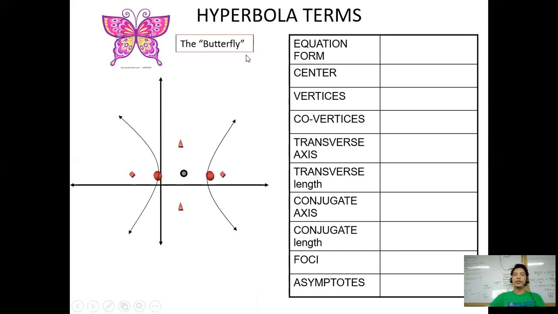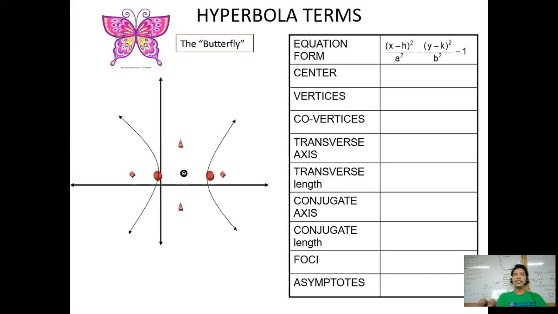So unahin natin yung equation of the form. Ito po yung itsura niya: (x minus h) squared over a squared, minus (y minus k) squared over b squared, is equal to 1. O simply, pwede rin x squared over a squared minus y squared over b squared equals 1, kapag ang center po natin ay nasa origin.